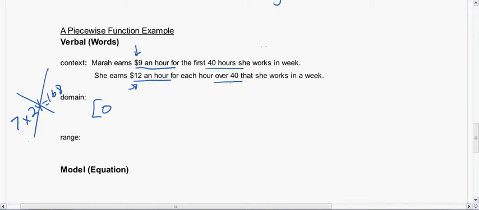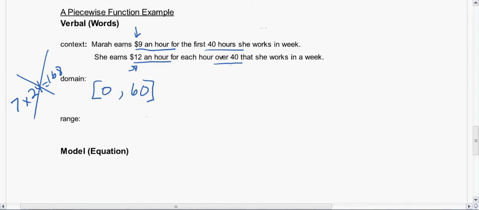So let's think about something a little bit more reasonable. Let's say that she ends up working over the course of the week for 60 hours, so 20 hours of overtime. So she could work up to 60 hours. So there's a possible domain from 0 to 60. And then a range, my dependent, that's going to be the amount of money that she earns.